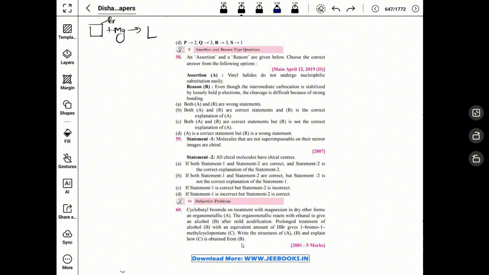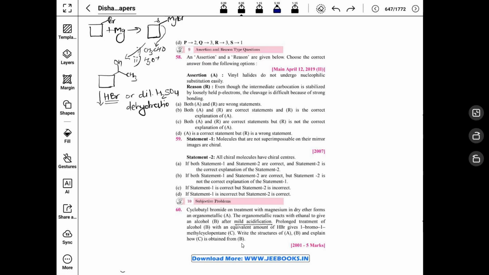is the formation of Grignard reagent, and we know that Grignard reagents are nucleophiles. Therefore, in the reaction with ethanal, CH3CHO, this attacks the aldehyde, and the reaction with the aldehyde gives a secondary alcohol after acidification. They are saying mild acidification, so after acidification, you will have the secondary alcohol. After having the secondary alcohol, the reaction is with HBr, and we know that HBr will provide acidic condition, like dilute H2SO4, and gives dehydration. So this is a dehydration reaction.